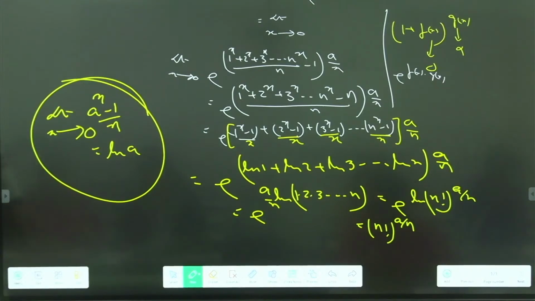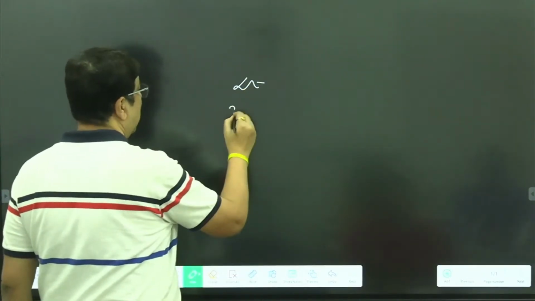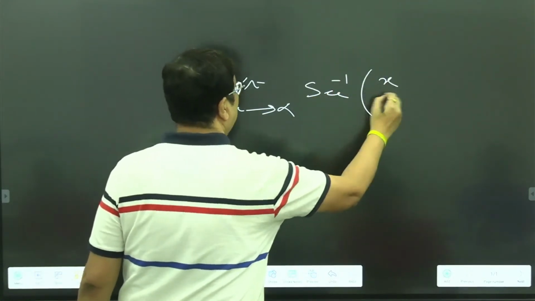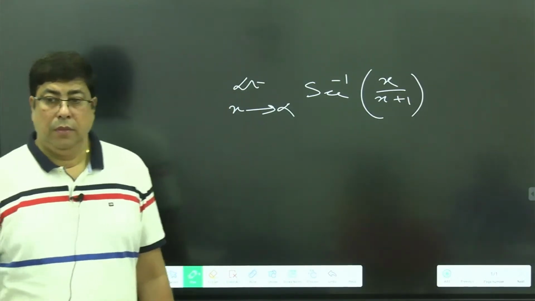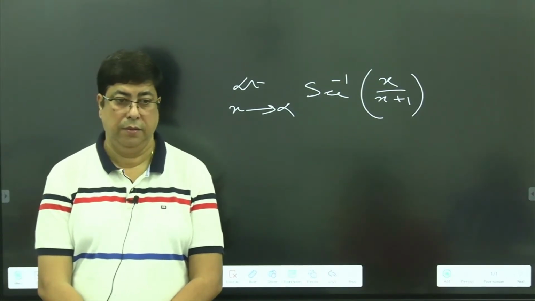One more sum. In the last class, one very good sum we did. Limit x tends to infinity of x sec inverse (x by x plus 1). This is the doubt of a number of students. How to solve this sum?